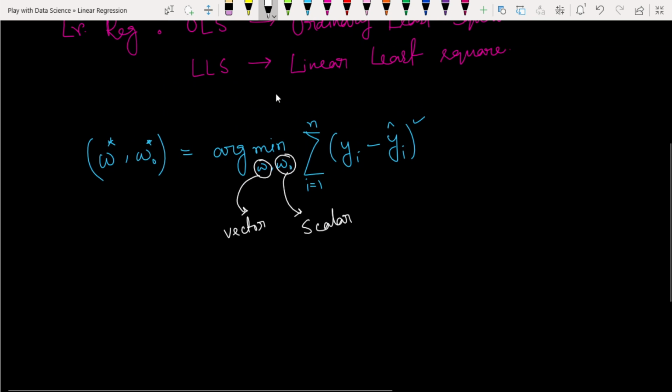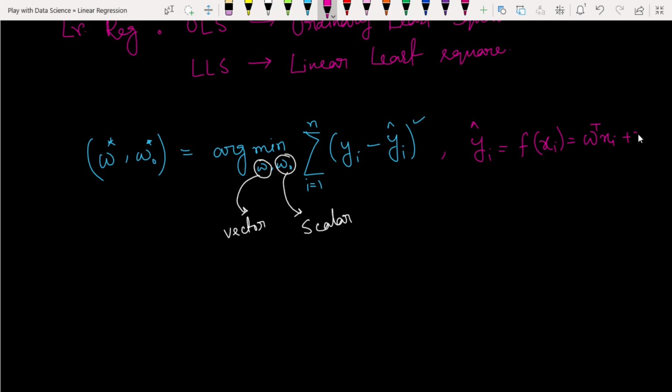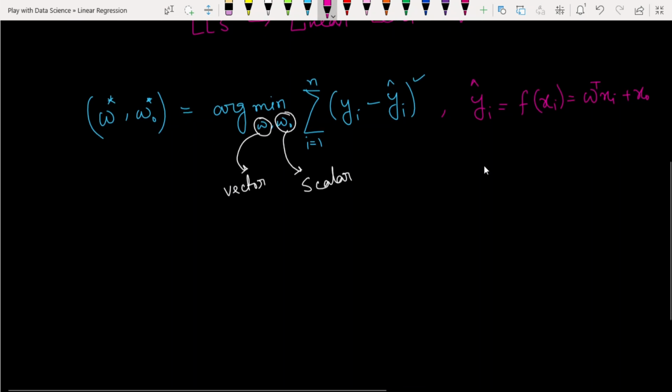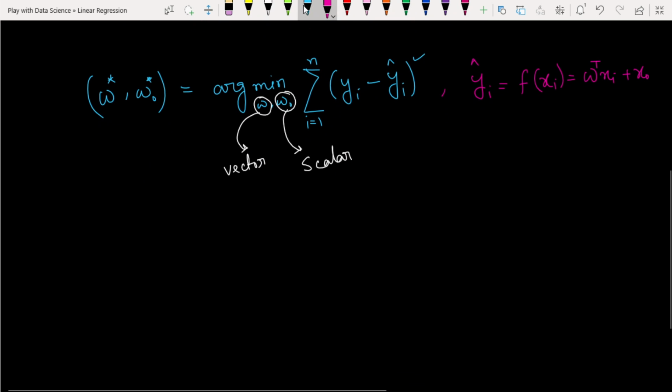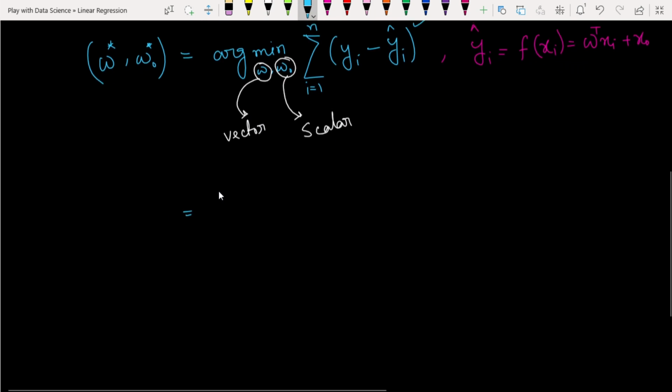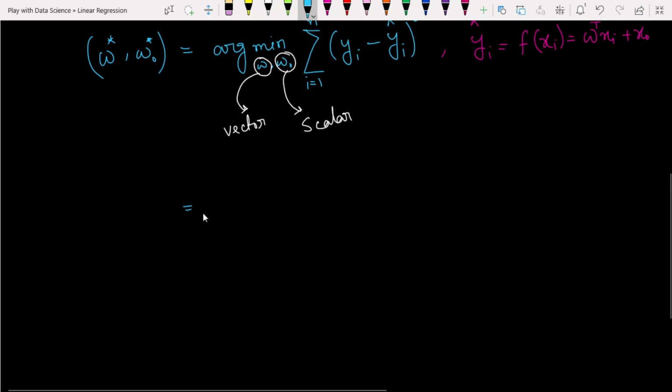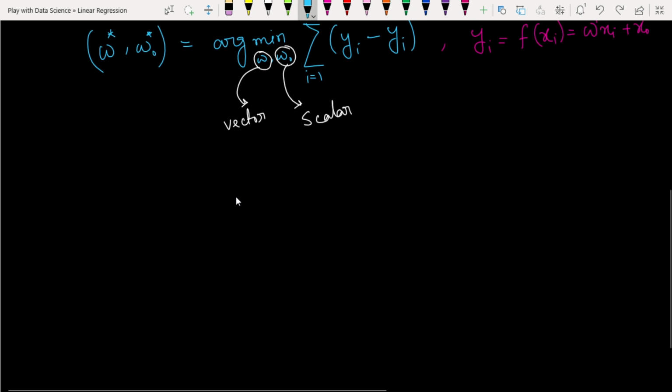And we know that our predicted value yi hat comes from the equation of the plane, line or hyperplane. That means W transpose xi plus W naught. Our predicted value comes from here. Now let's rewrite these equations in a simpler form.